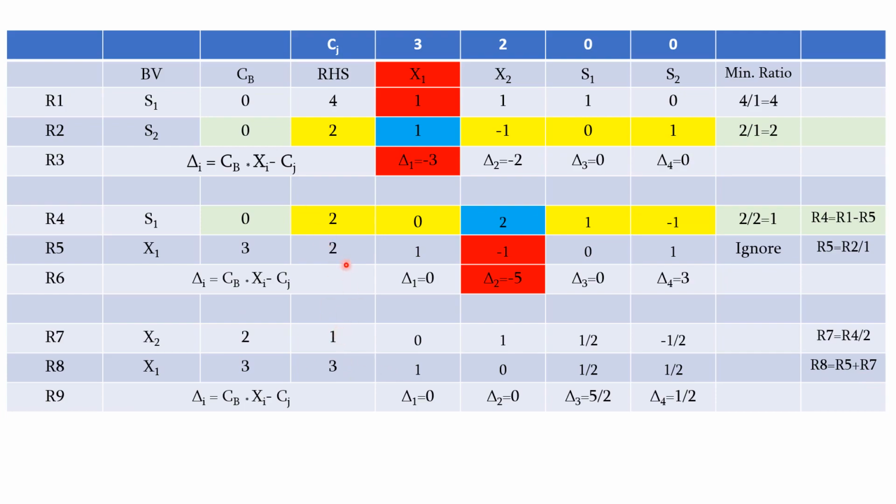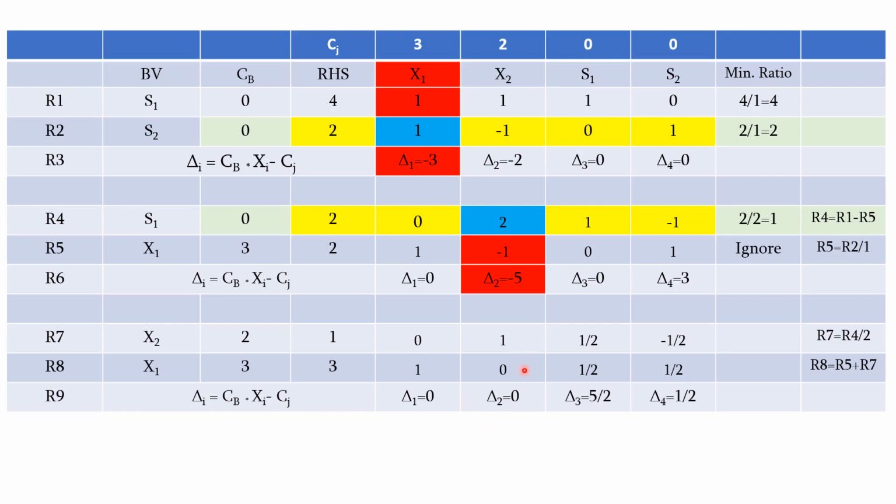So let us see: 2 plus 1 is 3, 1 plus 0 is 1, minus 1 plus 1 is 0, and 0 plus half is half, 1 plus minus half is half. So next, this is 1, this is 0. That is what I wanted to do.